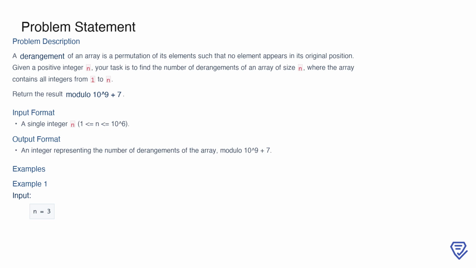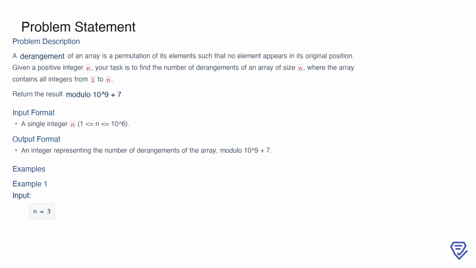The result must be returned modulo 10^9 plus 7, as the size of the array can be as large as 1 million, making the result potentially very large. The input consists of a single integer n where n ranges from 1 to 10^6, and the output is a single integer representing the number of derangements.